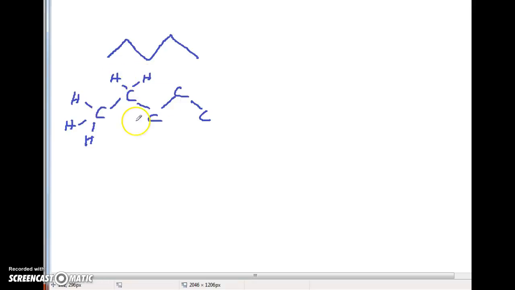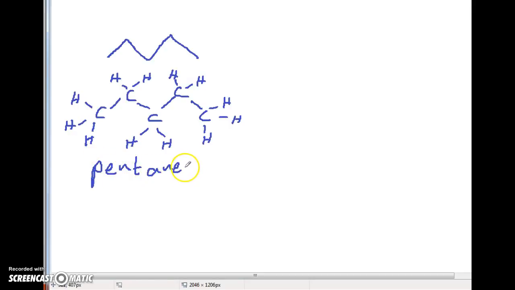Okay, so you should have drawn it like this. It's got 5 carbons, each of them joined with a carbon-carbon bond. You've got 4 bonds to every carbon, so let's fill up all the gaps with hydrogens, like that, and you've just drawn the structure of pentane.